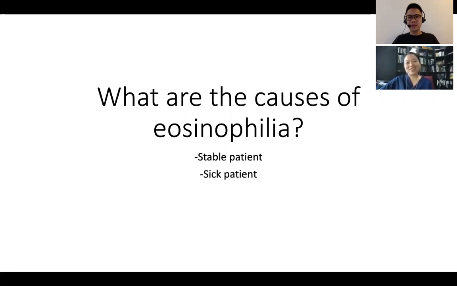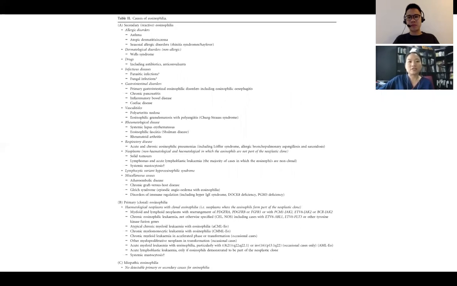Okay, so it's a very tall order to decipher eosinophilia, because the causes are very, very diverse. If you look at a differential list, it's really very, very long. I think the key is that most causes of eosinophilia are actually reactive. So there are secondary etiologies, and that takes up the bulk of the conditions.